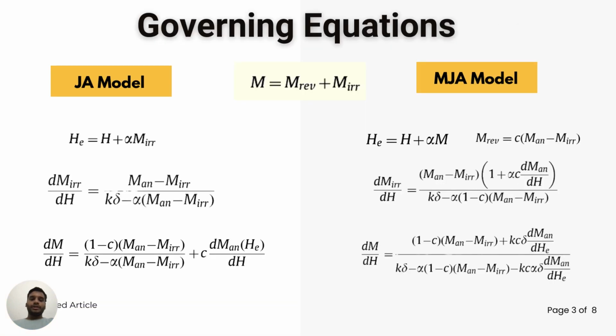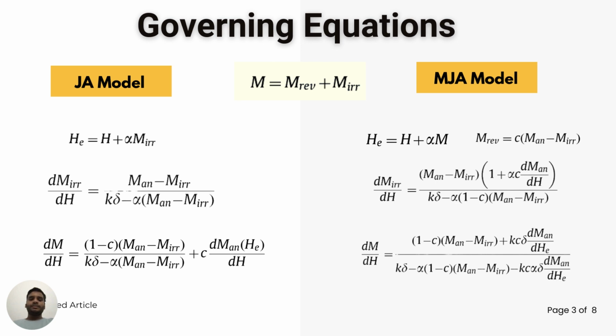So these are the governing equations. The basic fundamental equation is that total magnetization equals M reversible plus M irreversible. We can see the Jiles Atherton model and Modified Jiles Atherton model equations. In the Jiles Atherton model we take M irreversible, that is H effective equals H plus alpha M irreversible, and in the Modified Jiles Atherton model we take the total magnetization, like H effective equals H plus alpha M. Now we find another differential susceptibility equation, chi equals dM upon dH, for both the modified and Jiles Atherton models.